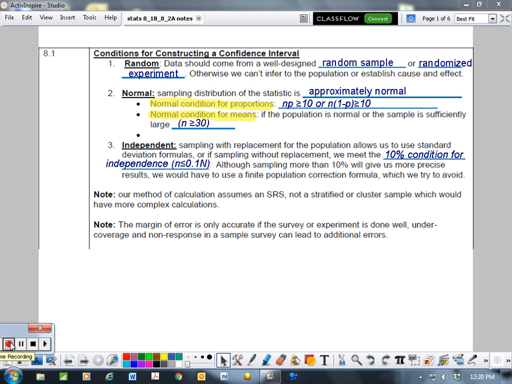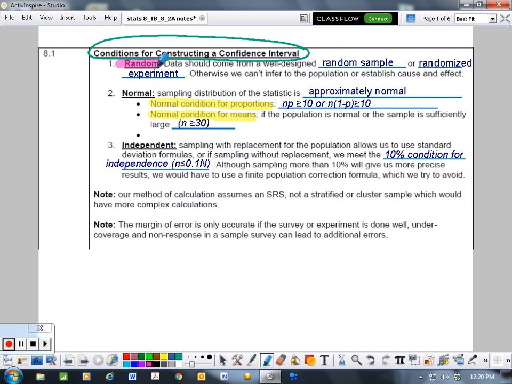Okay, we're going to go ahead and finish up the very last bit of section 8.1b, and that is talking about the conditions for constructing a confidence interval. And this is really important, and we've actually already highlighted a lot of this in chapter 7. And so our three conditions are random.